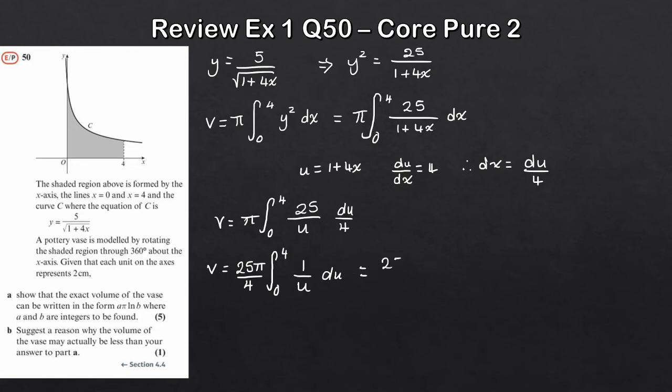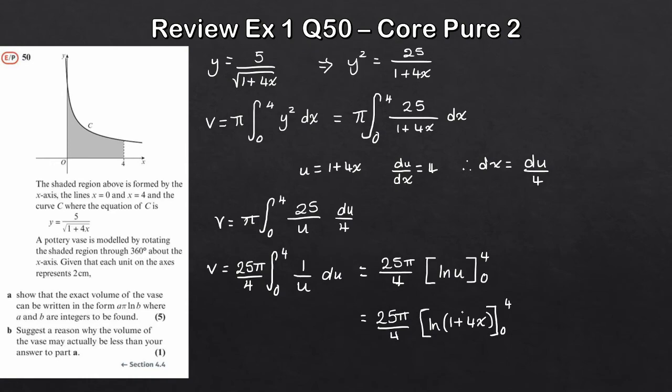So this is going to be 25 pi over 4 times the integral of 1 over u, and remember, that's ln u, between 0 and 4. But we know what u is, so that's 1 plus 4x. So we can write that as 25 pi over 4 times ln of 1 plus 4x, like so.